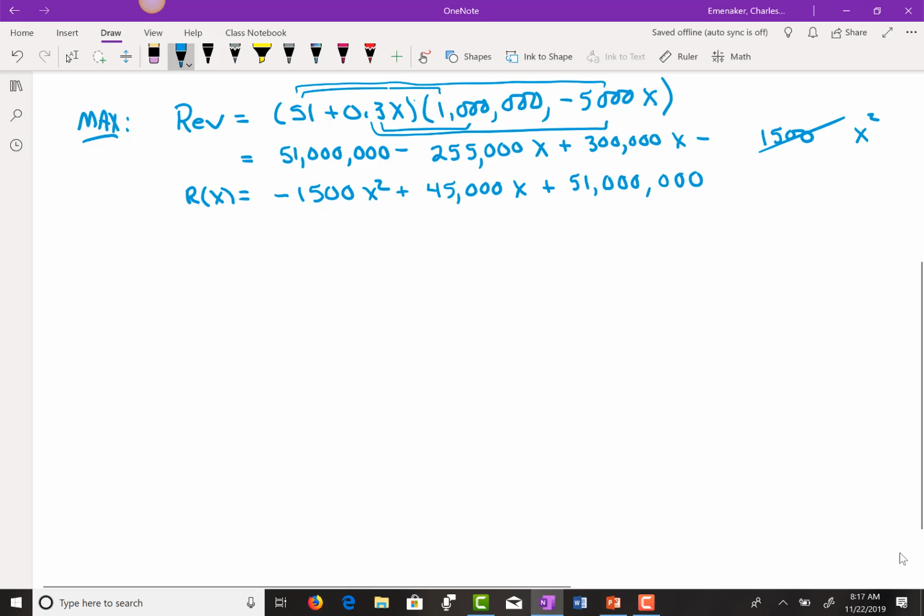Everybody good so far? I haven't messed up any of the numbers? They're kind of big. Okay, so now we have a revenue equation. Yahoo! We're ready to start the problem.